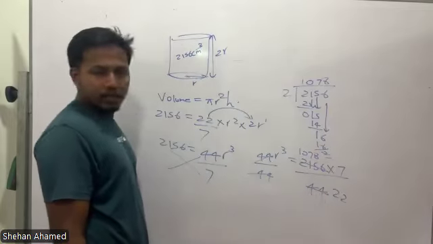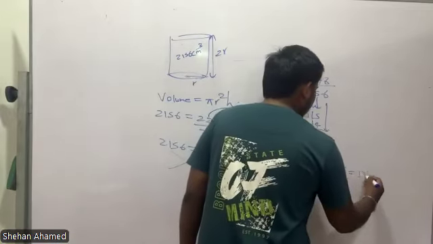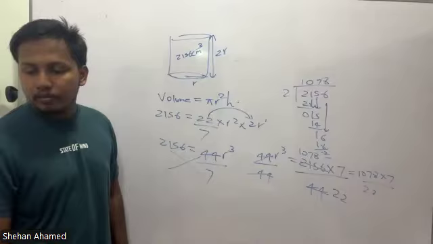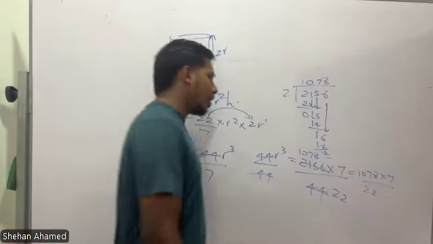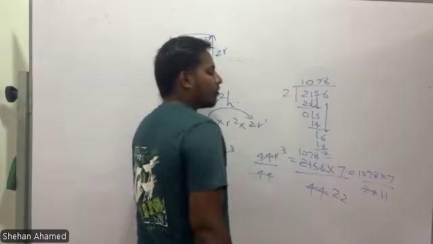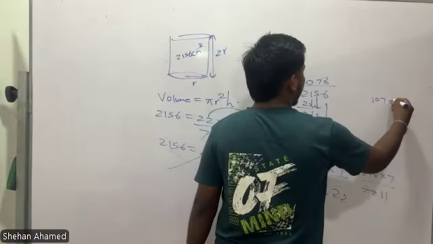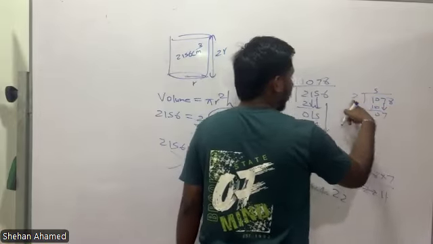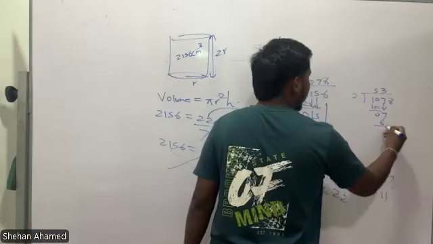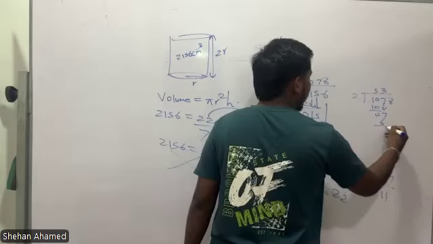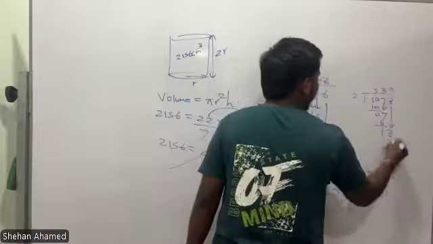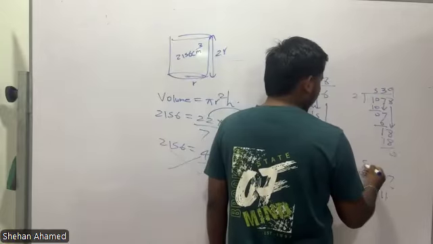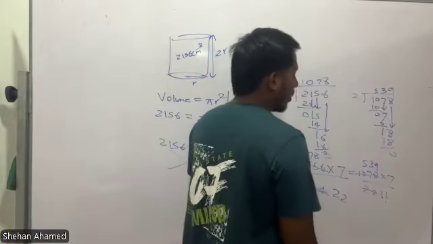1078, you are going to multiply by 7 and divide by 22. Again, 22 can be divided by 2. The answer is 11. Again, 1078 can be divided by 2. 2 times 5, 10. 0. Bring the 7 down. 2 times 3, 6. 7. You end up with 539. 539 multiplied by 7.